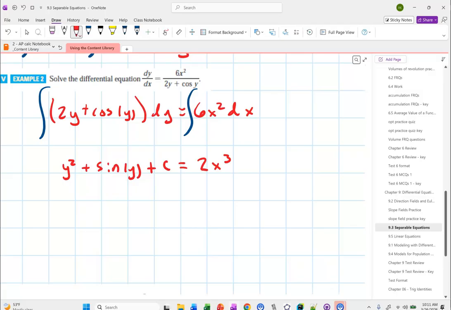Notice this one, it would be impossible to get the y by itself, since you have the y in both a polynomial and a sine function. You're not going to be able to get y by itself here, but this is good. Feel okay? Not a big deal, right? The hardest part is making sure you've got things separated correctly, but after that, it's pretty much easy integrals.